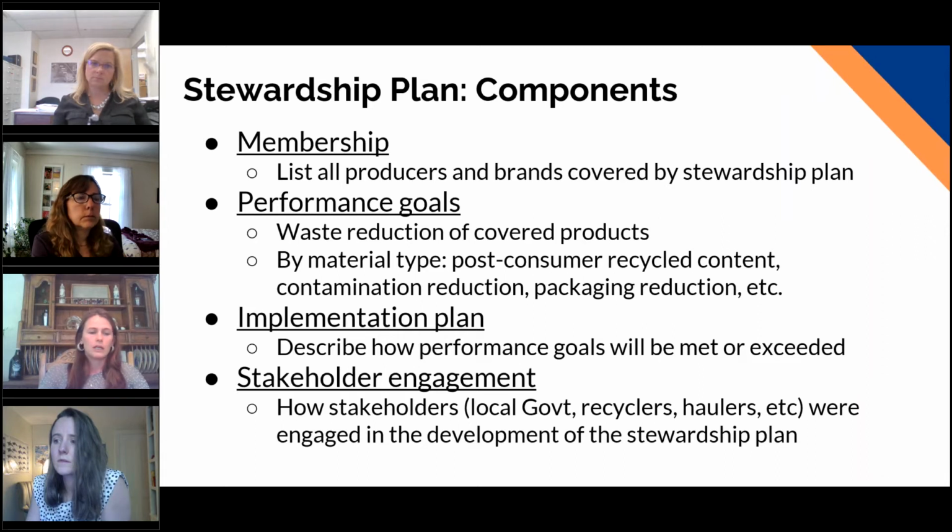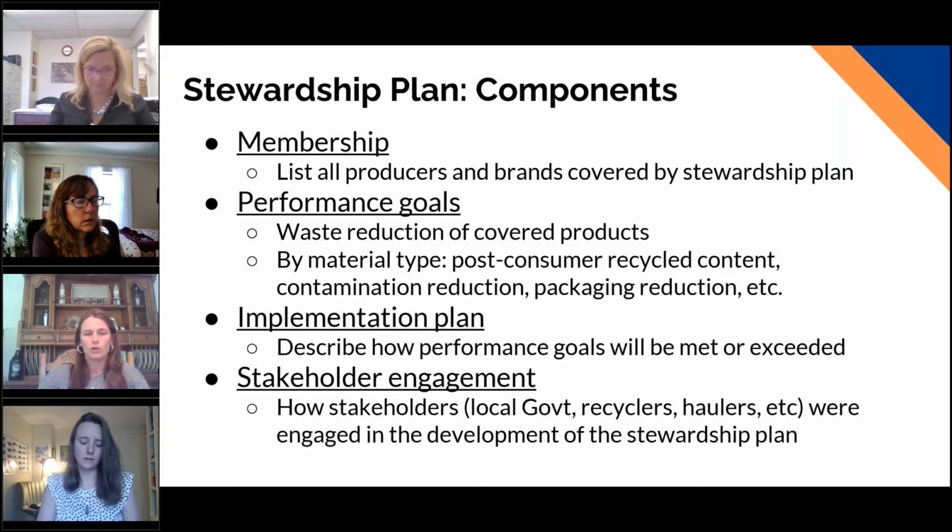So the meat of the bill is really, and the bill is actually only like 9 pages, maybe even 6 with amendments, it really just outlines what the stewardship plan needs to include, and that's membership, performance goals, which are broken down in our bill with amendments by material type. The types of goals we require are things like post-consumer recycled content of packaging, recyclability and compostability standards, and general waste reduction and packaging reduction goals. They also must detail in this plan how they will meet these goals, how they will engage a wide variety of stakeholders, including recyclers, haulers, local governments.